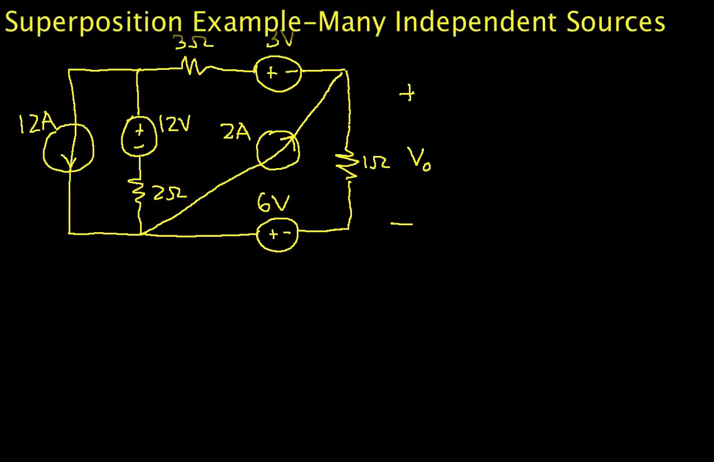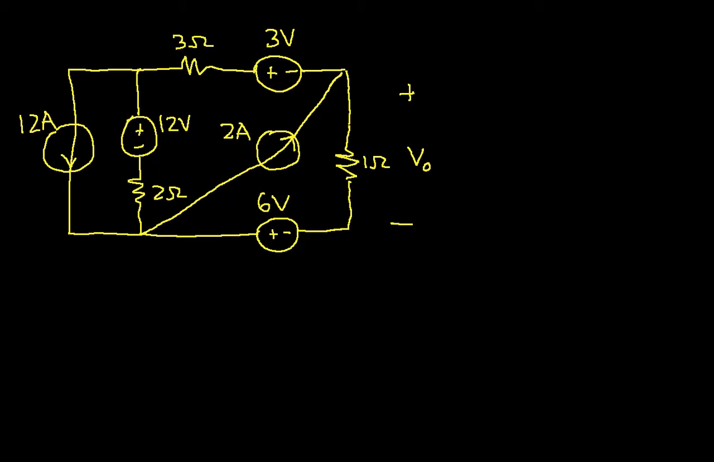Welcome to this video. In this video we will use superposition to find V0 in the circuit shown below. The primary purpose of this circuit is to have as many independent sources as you can in a single circuit without getting completely ridiculous, which I think we probably already have.